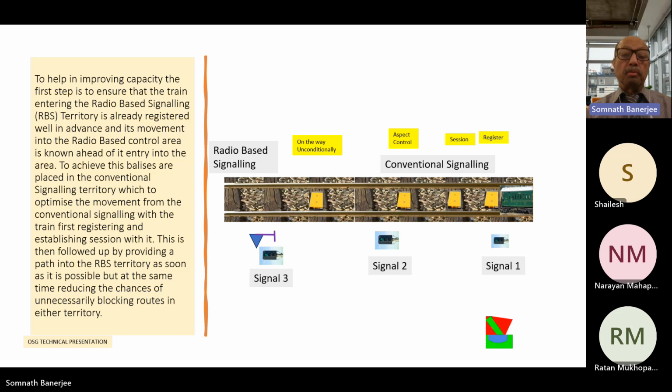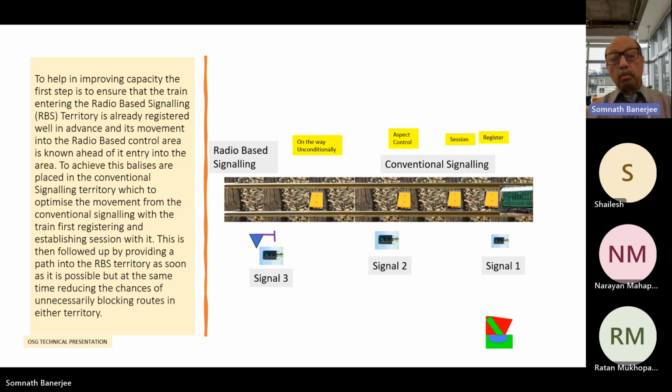Thereafter, the actual control of the train happens. So these three valleys in rear have to be the minimum. It's not minimum, but it is most desirable. And by the time it reaches the aspect control valleys, it should already be in proper communication with the radio based control system, and the radio based control system can then be in a position to arrange entry of this train as soon as possible into the radio based signaling territory.